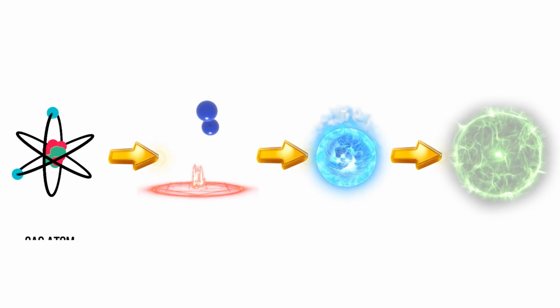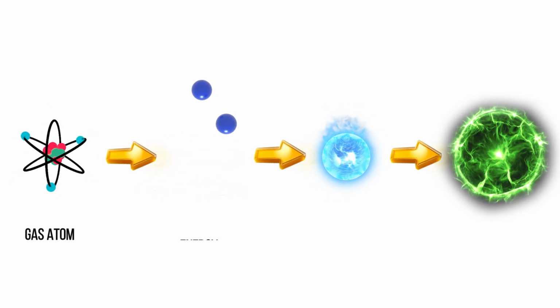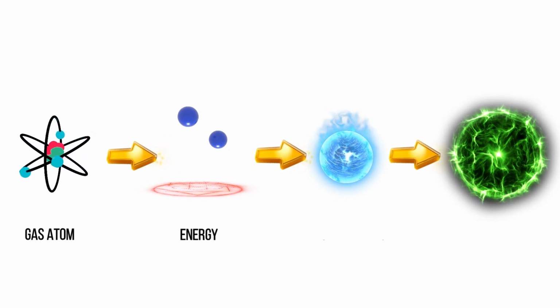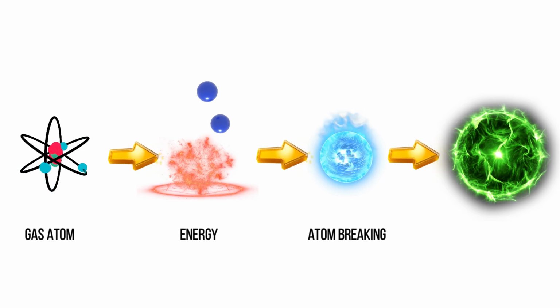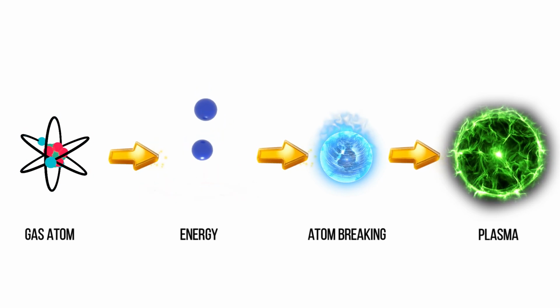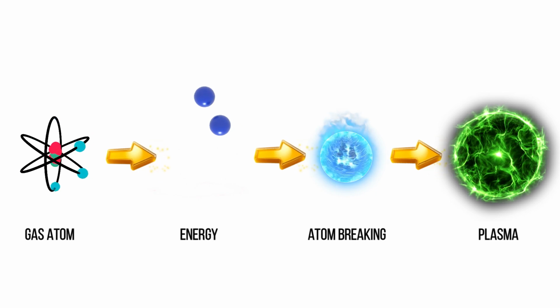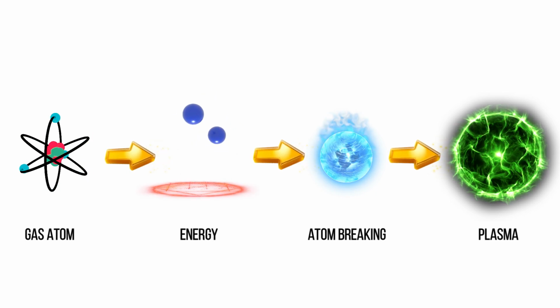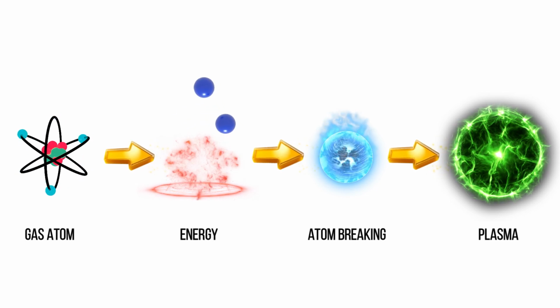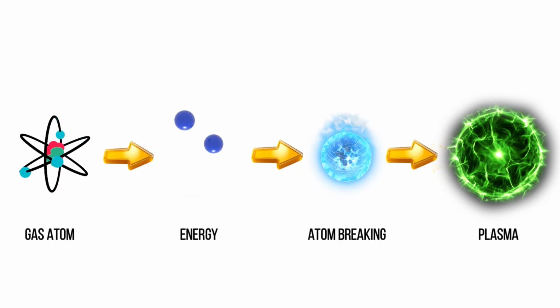Plasma is created when a gas is given so much energy that its atoms break apart, losing or gaining electrons. This process turns the gas into a soup of charged particles, ions, and free electrons. Here's a breakdown of the three main ways plasma can be formed.